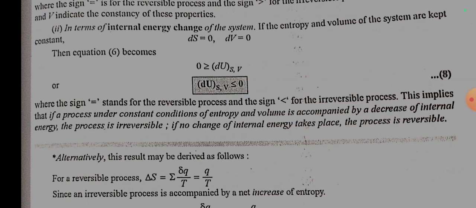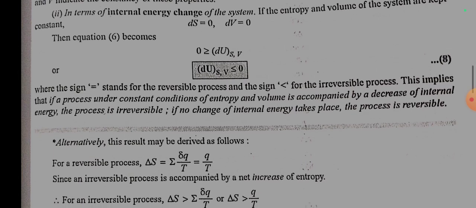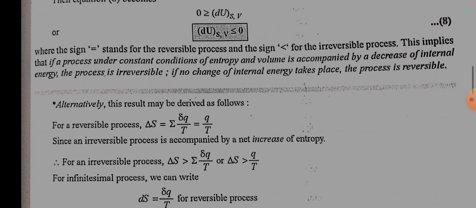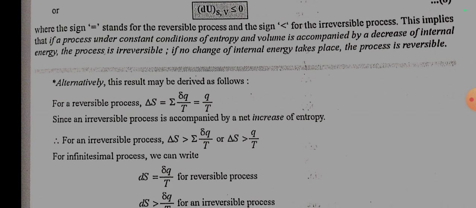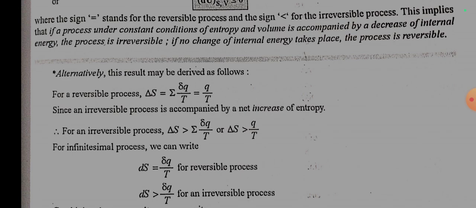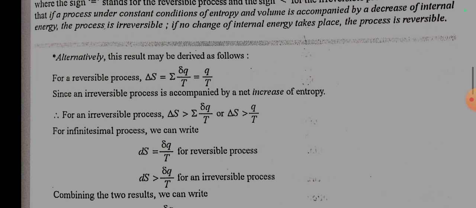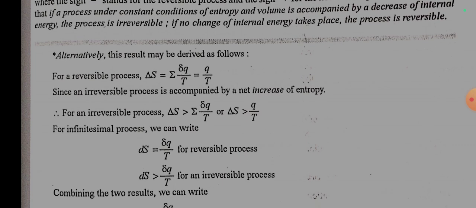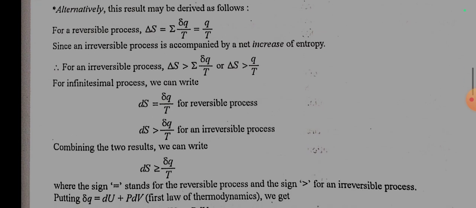Number 2, in terms of internal energy change of the system. If the entropy and volume of the system are kept constant, dS is equal to 0, dV is equal to 0, the equation 6 becomes dU less or equal to 0, where the sign equal stands for the reversible and the sign less than stands for the irreversible process. This implies that if a process under constant conditions of entropy and volume is accompanied by a decrease of internal energy, the process is irreversible. If no change of internal energy takes place, the process is reversible.